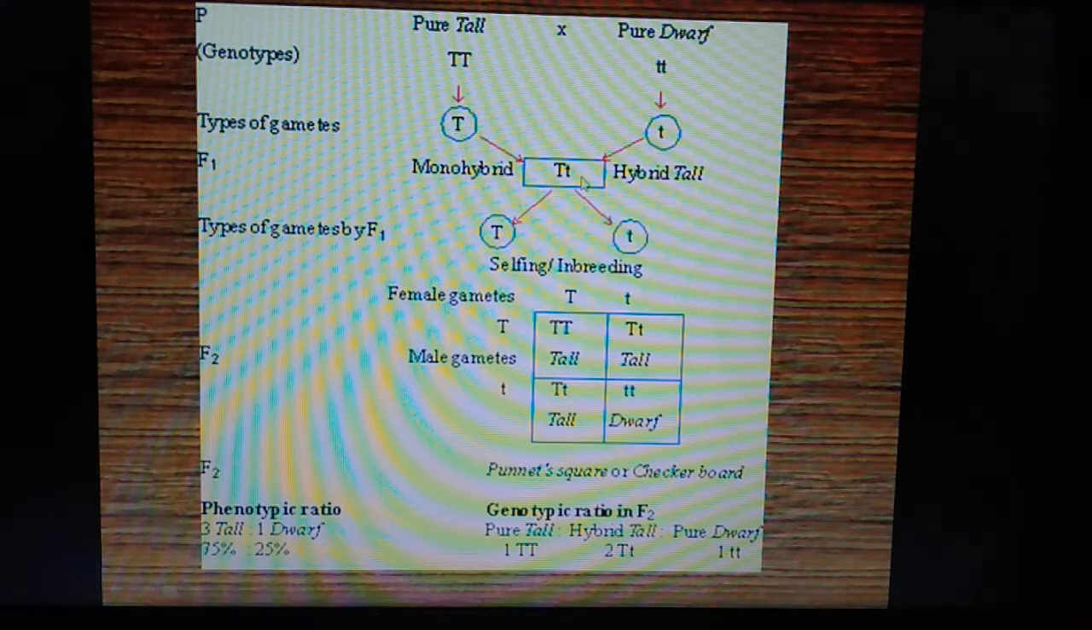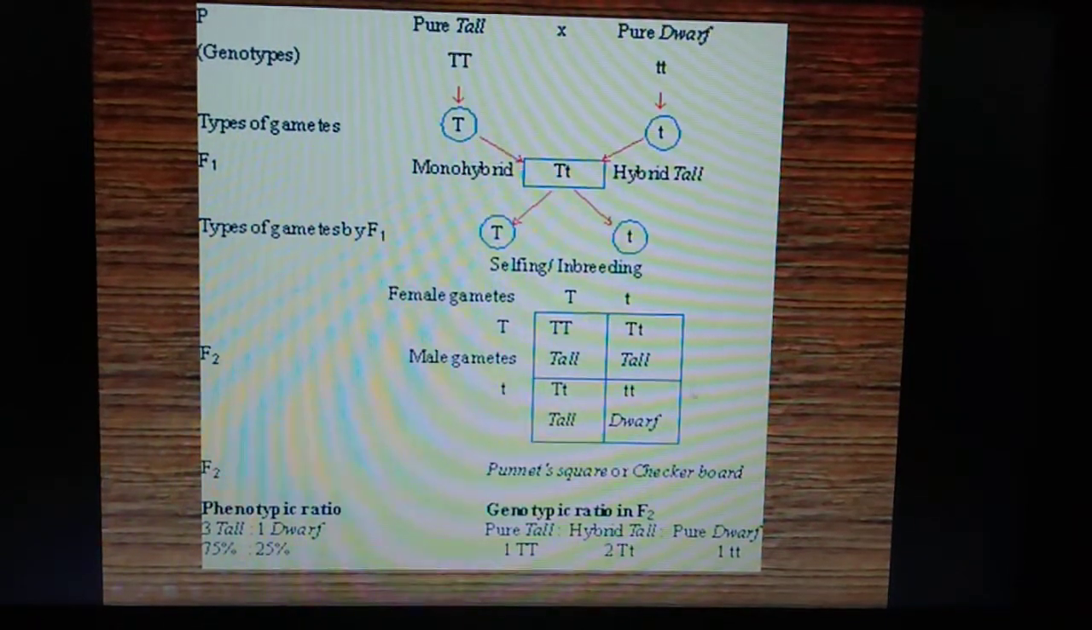Next, moving on to the cross between the F1. Here 2 types of gametes are produced: one gamete has capital T, another has small t. When you cross the offspring of the F1 generation, you get 3 tall plants and 1 dwarf. So the phenotypic ratio is 3:1.